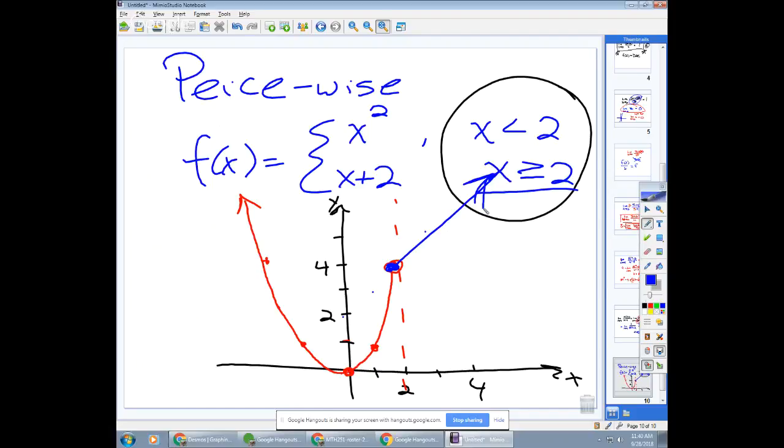So piecewise functions, graphing by hand, basically make a mark anywhere there's a split in the domain. One function gets one side, the other function gets the other side. To tell Desmos to do that for you, Desmos users. If you're a TI user, you've got to see me before or after class, and I can show you on the TI.